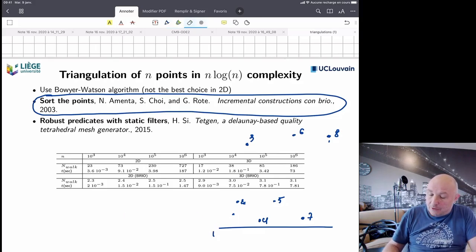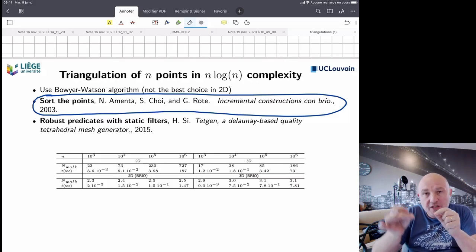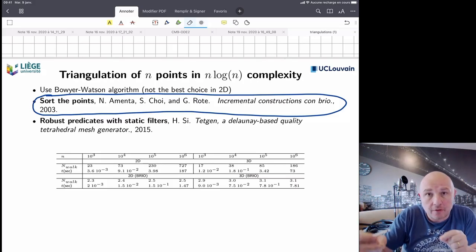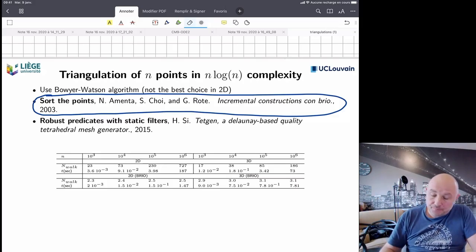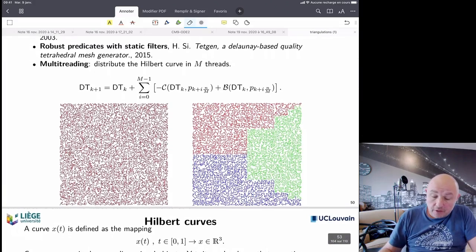There are algorithms and ways of sorting points in such a way that most of the time, 2 points that are consecutive in the list are always close together. How do we do that? We do that using what is called a Hilbert curve.